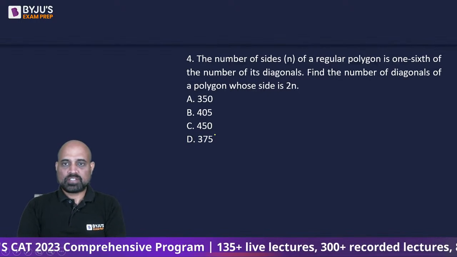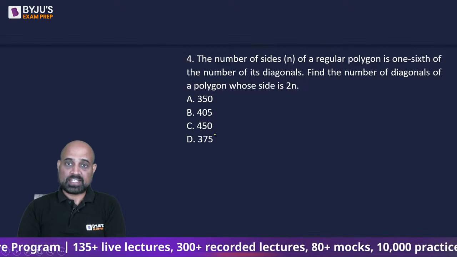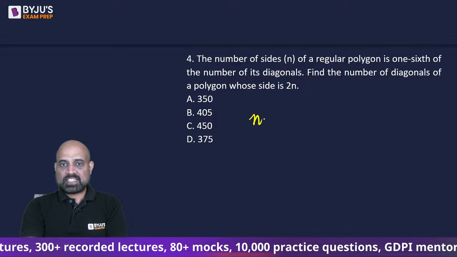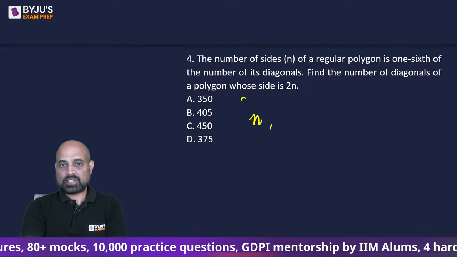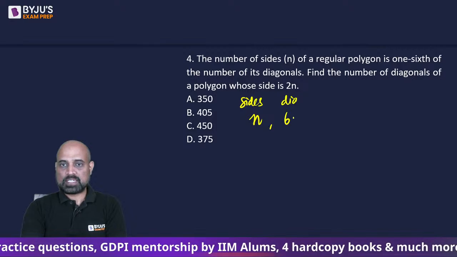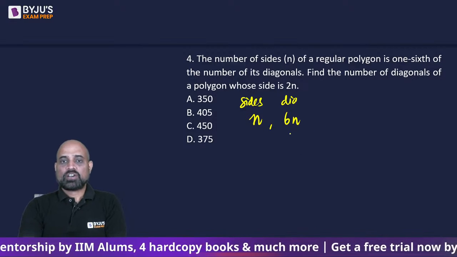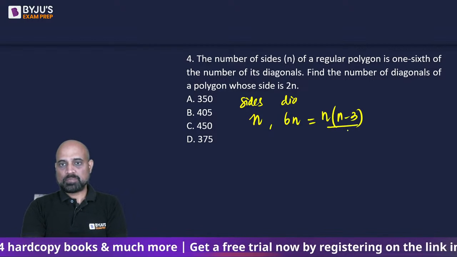Next question. The number of sides of a regular polygon is 1/6 of the number of its diagonals. So if the number of sides is n, then the number of diagonals, okay, if these are number of sides, then the number of diagonals is going to be 6n, right? पर diagonal का formula क्या होता है? n into n minus 3 upon 2.